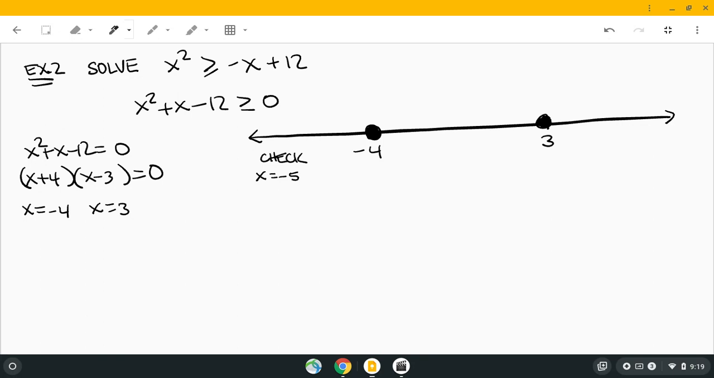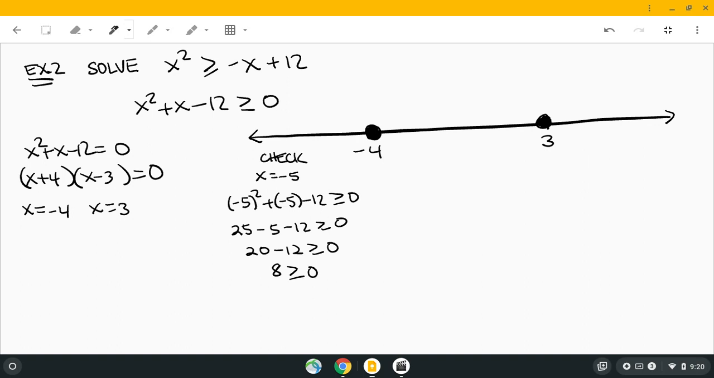All right, I will use this inequality. You can use that one, that's fine. I'm going to use this one. So -5 squared plus -5 minus 12, and we want to know, is this greater than or equal to 0? So here I get positive 25 minus 5 minus 12. Here I get 20 minus 12. 20 minus 12 is 8. Is 8 greater than or equal to 0? Yes, that is true. So we will need to shade.